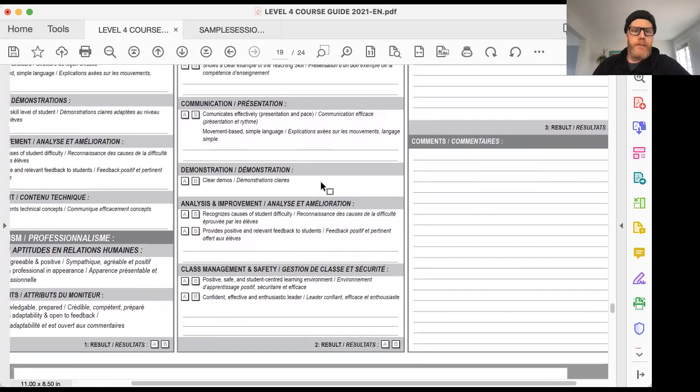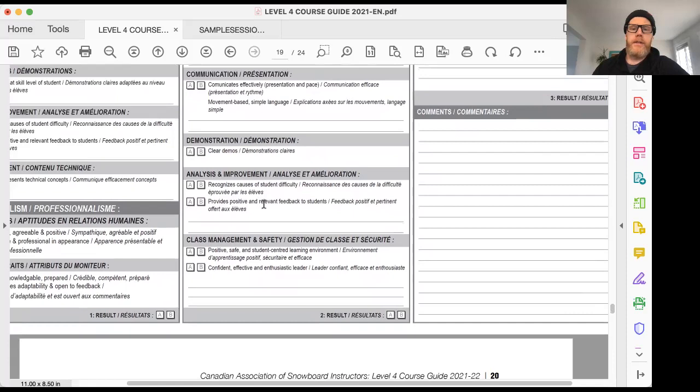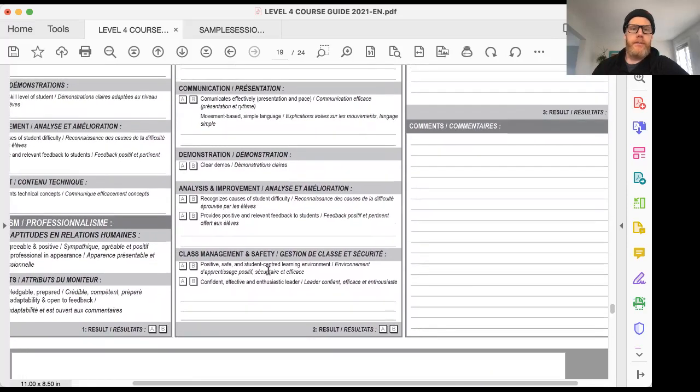And then demonstrations, obviously demos that are at the skill level of the student, but all of the other basics around providing demos in a good teaching atmosphere: are they visible? Do students have multiple viewpoints? Do you give multiple demonstrations? Are you directing your students to zero in on a certain part of your demonstration so that everybody's on the same page about what to look for? And then with ANI, recognizes student difficulty and provides relevant feedback. And then our common, positive, safe, student-centered learning environment, confident, effective, and enthusiastic leader.